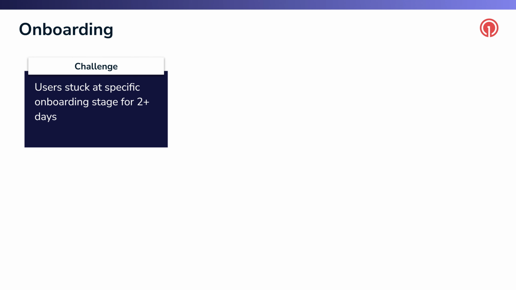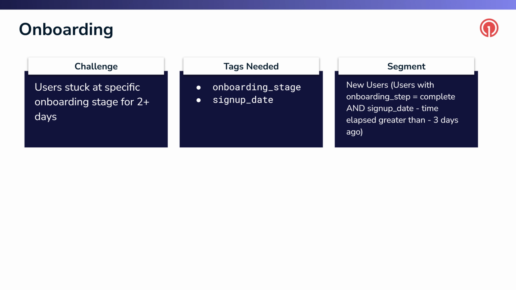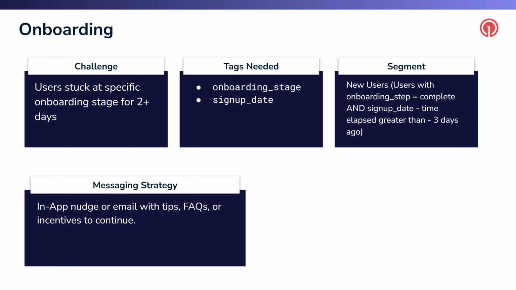Onboarding campaigns. You might have users that are stuck partway between your onboarding flow. You can track that by creating a tag for the onboarding stage they're at and the sign-up date. And we can then create a segment of new users who have completed X onboarding step and the sign-up date time is more than 3 days. We can then send these users an in-app nudge or an email with tips and tricks, FAQs, or even links to connect them to your support team so we can help them move forward.